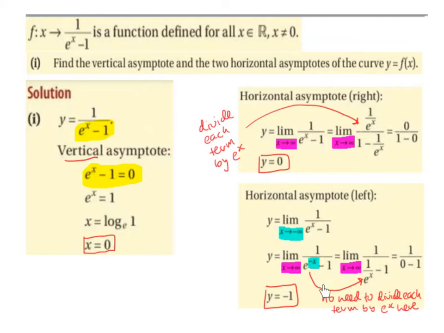So there was no need to divide each term by e to the power of x here because e to the power of minus x is actually 1 over e to the power of x. So we already have this in the form that we wanted. So as x approaches infinity, the denominator in this fraction here gets bigger and bigger, and 1 over infinity tends to 0, so that's how we get 0 here. So we have 1 over 0 minus 1, which is 1 over minus 1, which is minus 1. So the horizontal asymptote on the left is y equals minus 1.